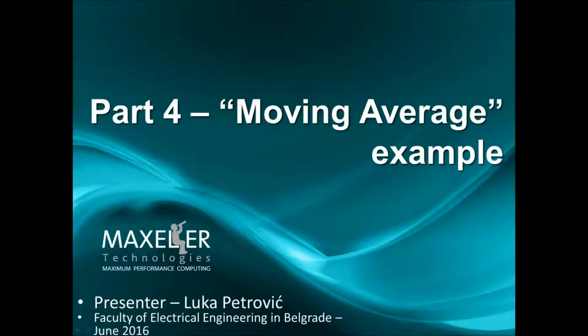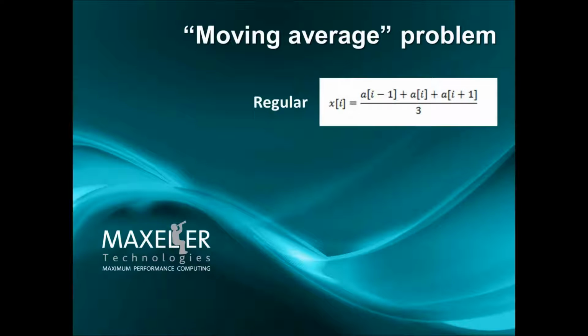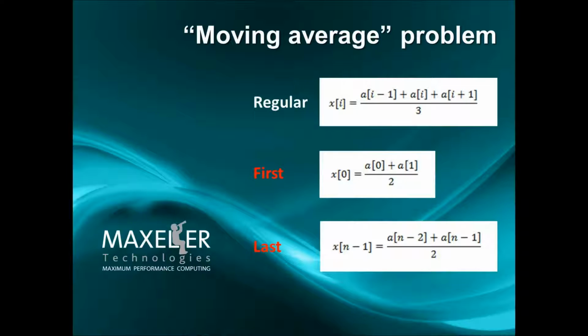In this part I will show you how to write a moving average program. I suppose you heard about it, but in case you didn't, it is a simple array manipulation problem. It will illustrate how more complex data flow kernels are written. The goal is to make a kernel that calculates an average of every 3 consecutive elements of the array, except for the case of first and last element where we calculate the average of 2 consecutive elements.